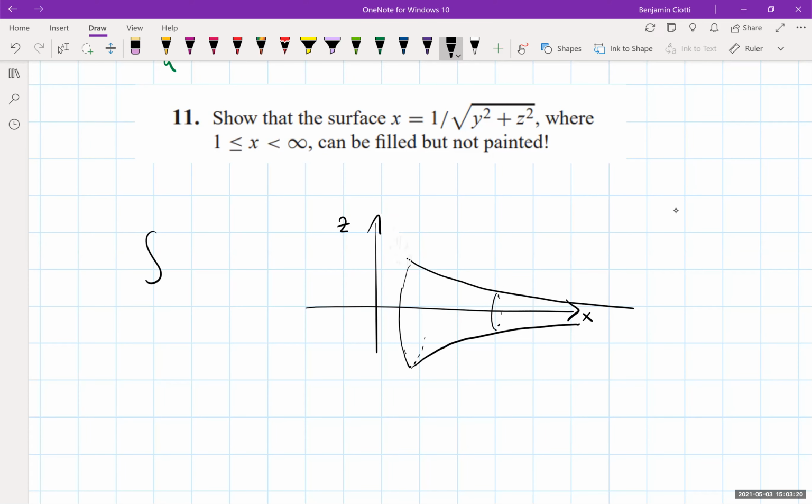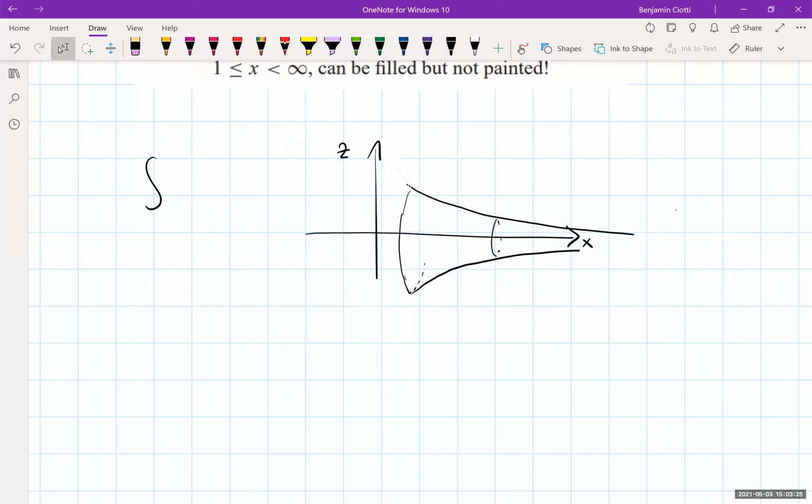Yeah, this is a surface of revolution. Like I said, this is a famous problem, actually. You can fill this cone. Here, I'll show you. You can fill it with a finite amount of paint, but it takes an infinite amount of paint to paint the surface. You can pour in a finite amount of paint to fill it up, but if you try and paint the surface, it takes an infinite amount of paint. So that's kind of crazy.